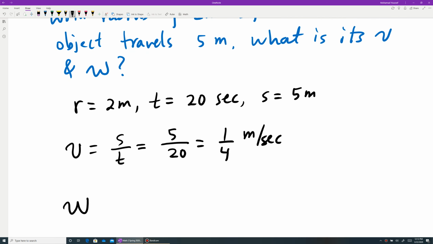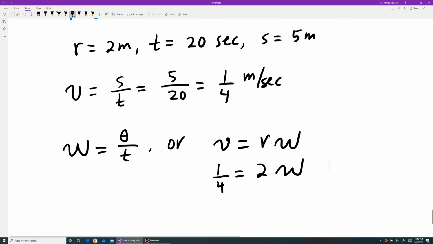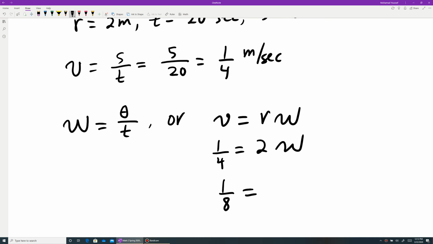We need omega. Omega has 2 formulas. Either you can do theta over t, but theta is not given, so we try v equals r omega. v is 1/4, r is 2, omega. If we divide both sides by 2, that becomes 1/8. So we got omega to be 1/8 as an answer. So one of them is the linear speed, and the other one is the angular speed.